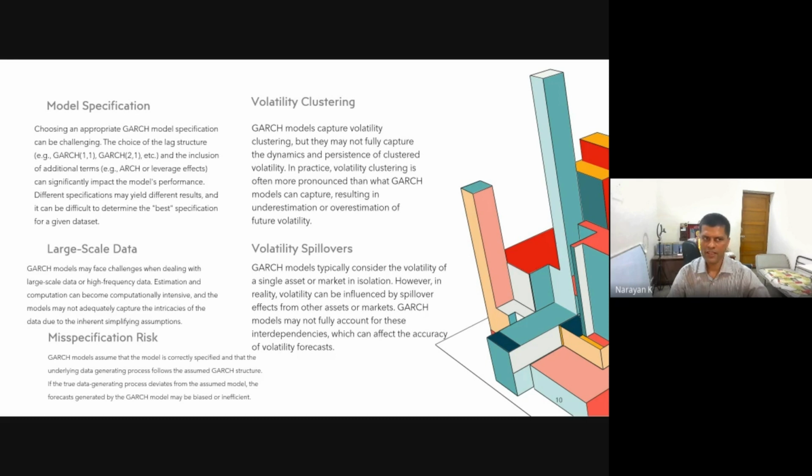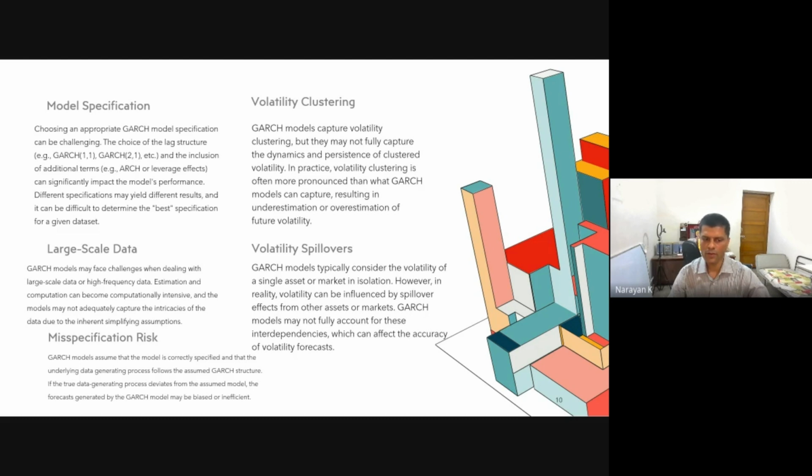Then we have model specification. GARCH 1,1 is the most basic model. Then we have the GARCH 2,1 model. We also have the ARCH model, with inclusion of additional terms. Then there is dealing with large scale data. Then misspecification of the risk.